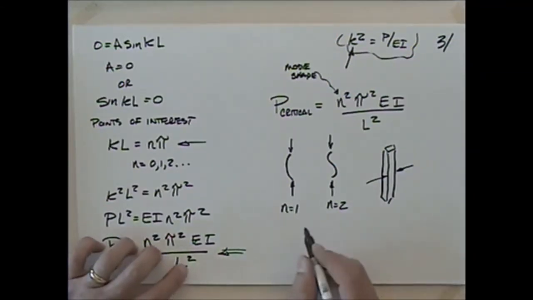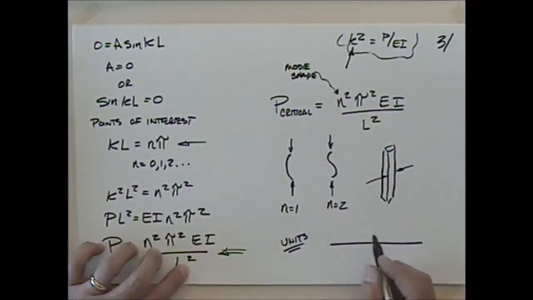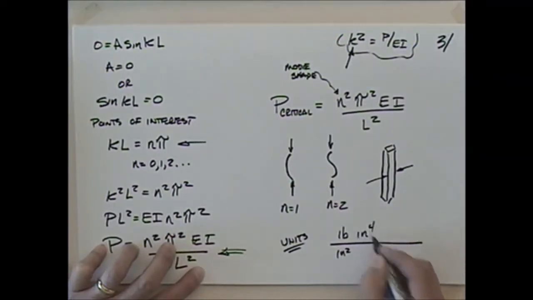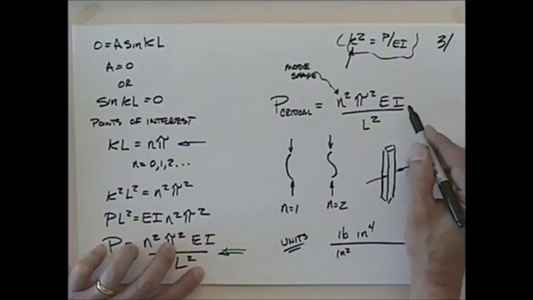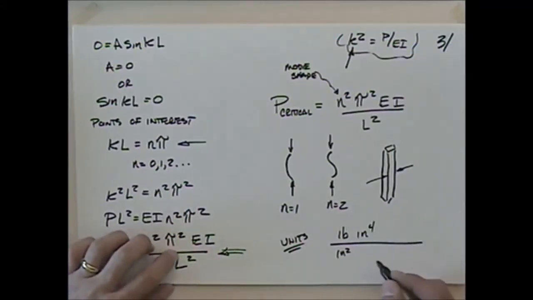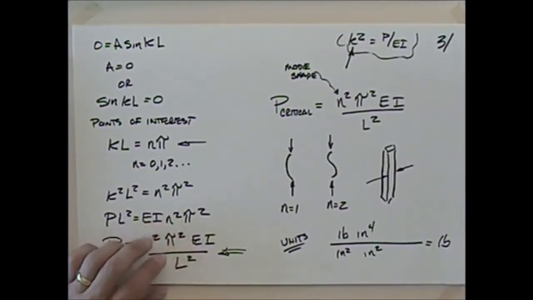If we look at the units on this, N does not have units, pi doesn't have units, E will be in terms of pounds per inch squared, psi, I probably inches to the fourth if we're using English units. And then the length, you're probably going to be tempted to use the length in feet, but if you do that, you're going to have to convert. Let's say that the length is in inches. So I'll have inches squared, and we come up with pounds, which would seem like a proper unit for a critical load.